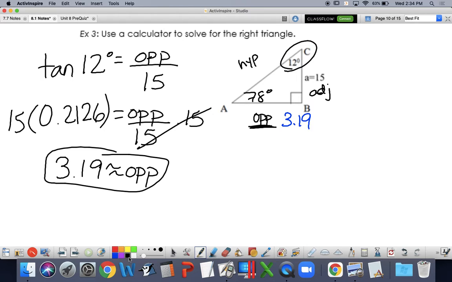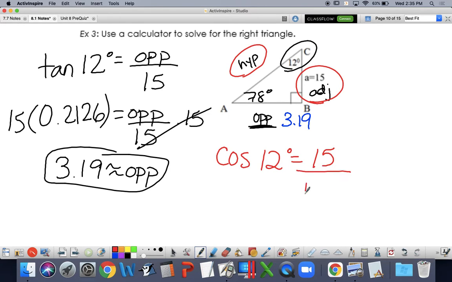Questions on that? Now, since this is an approximation, I don't necessarily want to use the opposite side to figure out my hypotenuse. So let's go back to our reference angle C. If I have adjacent and I want hypotenuse, what trig identity should I use? Cosine. Yep. So I have the cosine of 12 degrees is equal to 15 over hypotenuse.